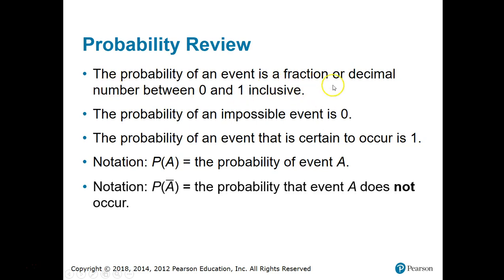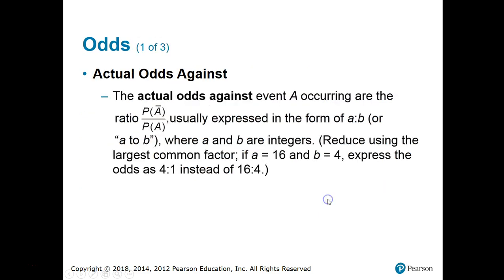All right, review. Probability of an event is a fraction or decimal between 0 and 1. Probability of an impossible event is 0. Probability of an event that is certain to occur is 1. Probability of A is equal to probability of A. Probability of A bar is equal to the probability that A does not occur.